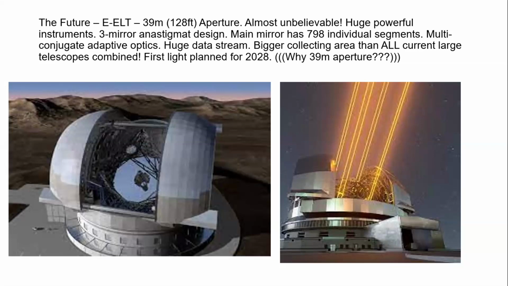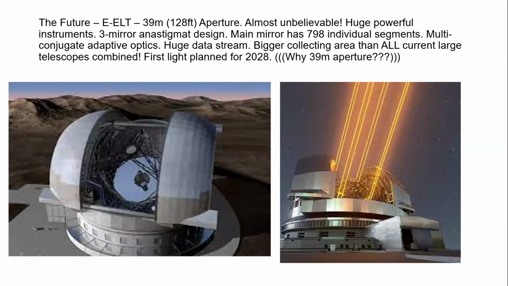And of course, apart from the adaptive optics element, the 798 individual segments are all computer controlled so that they all point to exactly the same point of the sky. Once you get that, when they start observing, that's when the adaptive optics comes in. They correct for the distortion in the atmosphere.